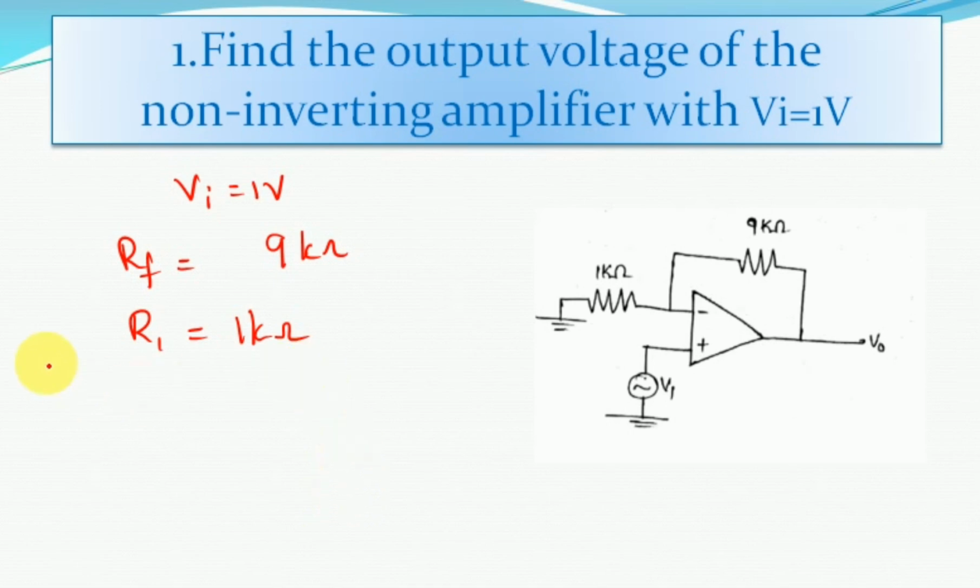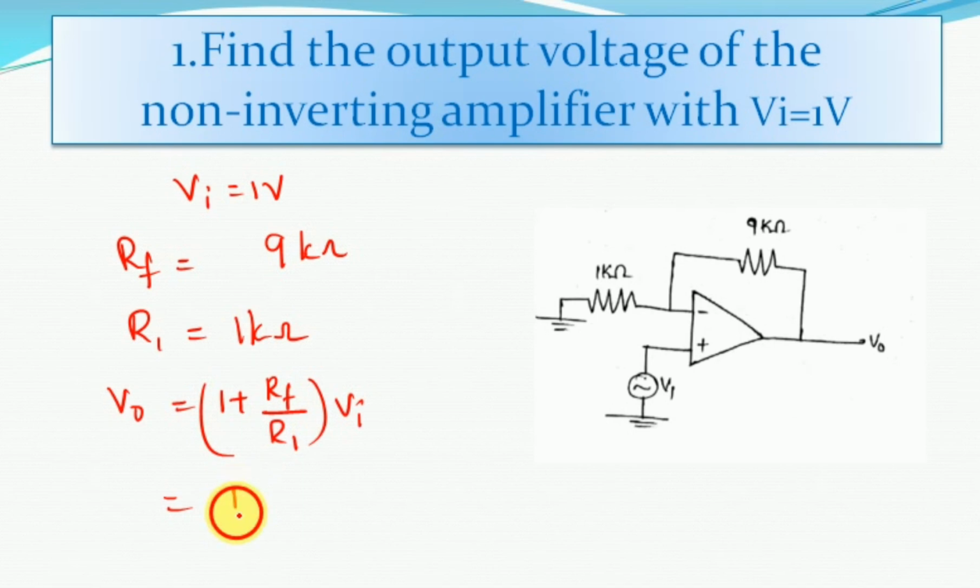For this type of circuit we know the output voltage V0 is 1 plus Rf by R1 into Vi. Given that Rf is 9K, R1 is 1K and Vi is 1 volt, the K cancels. So 1 plus 9 is 10 volts. So for this amplifier the output voltage V0 is 10 volts for the given input voltage Vi of 1 volt.